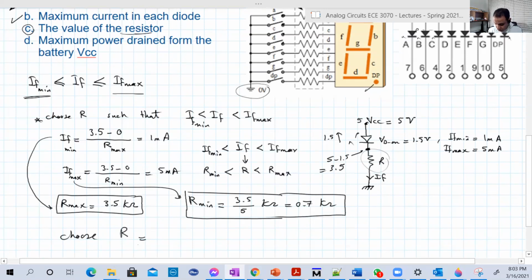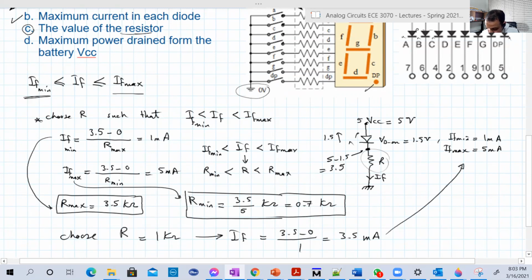So if we choose, for example, R equal to 1 kilo ohm, that will result in a current. Let's check this current. IF equal to 3.5 minus 0 over 1, which is 3.5 milliamperes. And that's basically higher than 1 milliampere and less than 5 milliamperes. Okay, good. That's for the R.